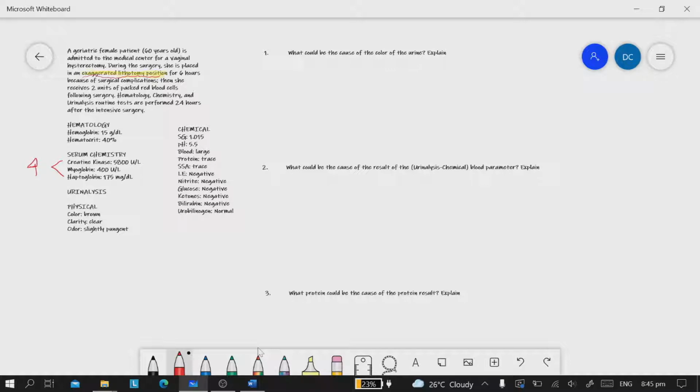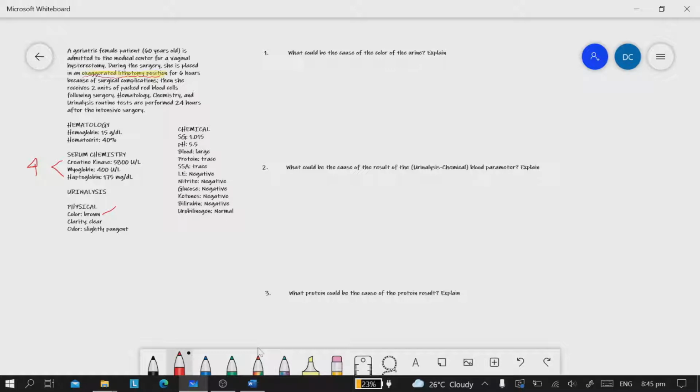Then for the urinalysis, we have only physical and chemical. For the physical, the color is brown. When the color is brown, this has something to do with a disorder or pathologic disease. Clarity is clear. This is normal. Odor is also normal, which is slightly pungent. Then let's proceed to the chemical.